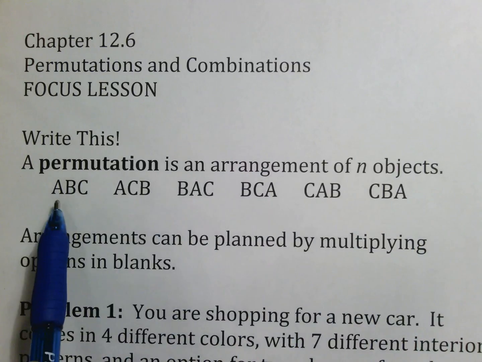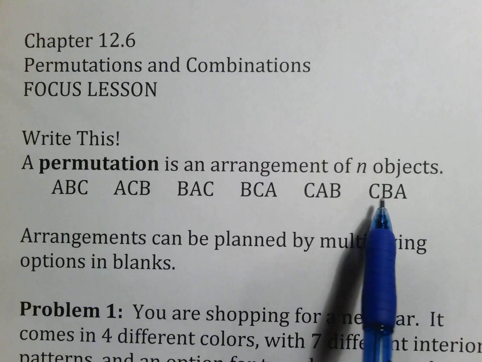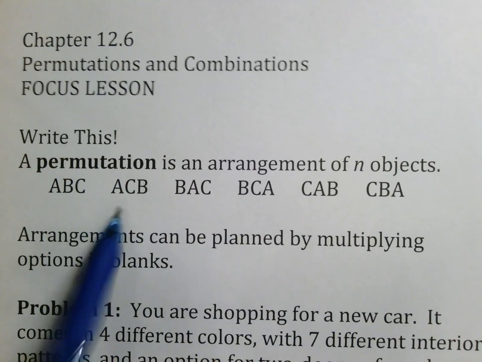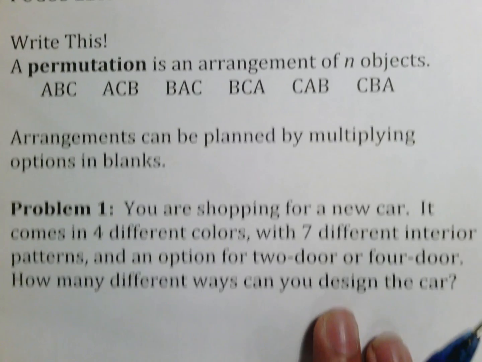The fact that A is first and C is last means that this is different than everything else in that set. And also the thing that you're going to start using today, because we're not going to talk so much about permutations today, is that arrangements can be planned by multiplying options in blanks, which we're going to talk about right now.